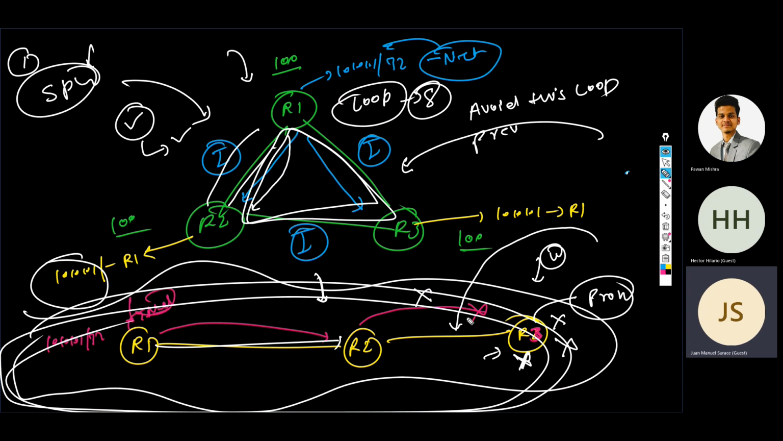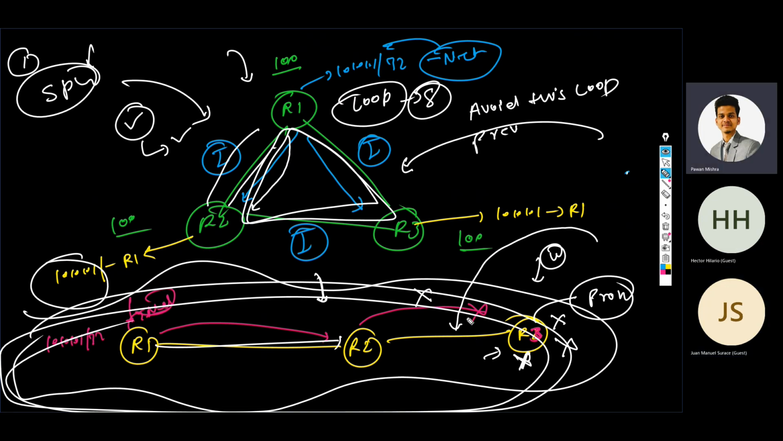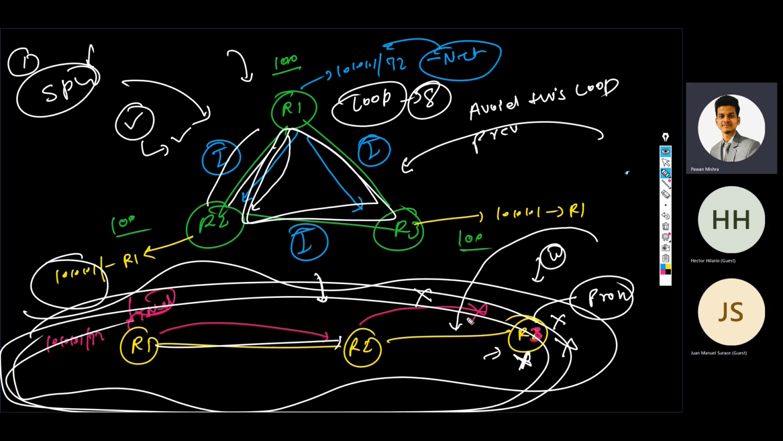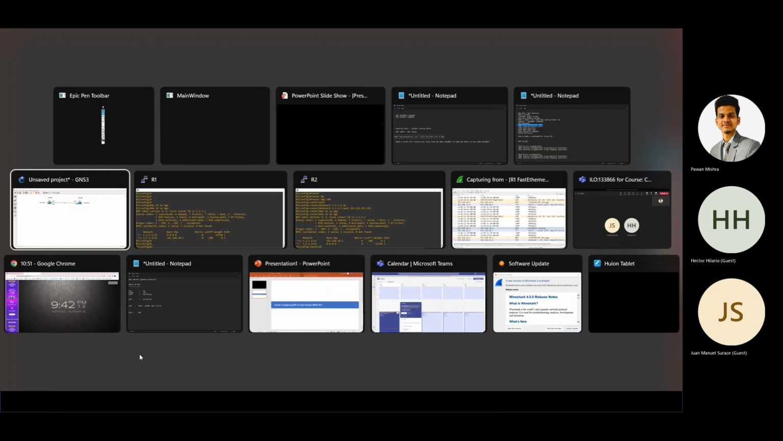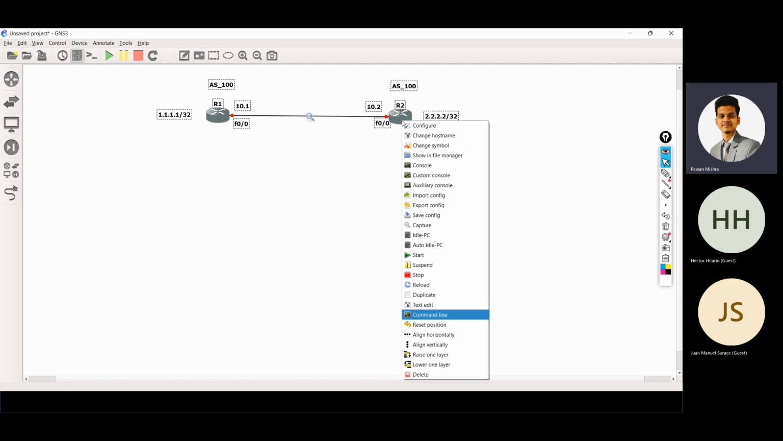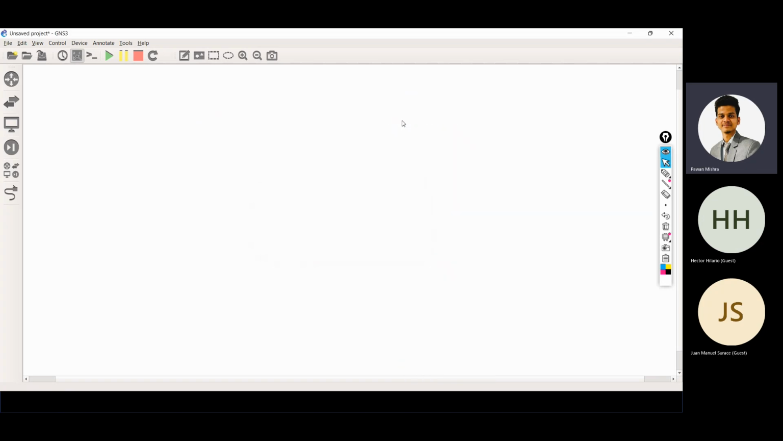Split horizon is a rule. It's not a command or something to prevent the loop. By default, it is enabled. So when you design the topology, you need to think about it before you do it. It's not like spanning tree, where you can put commands. No need to enable any command or anything else. This is the rule, and by default it is enabled. I will also show you this practically, don't worry.